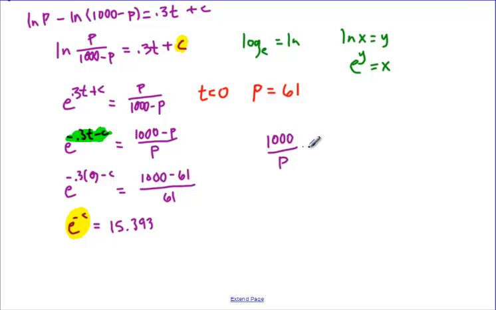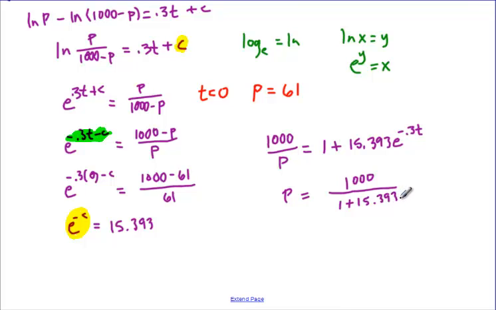is equal to 1 plus 15.393 e to the negative 0.3t. So there's my negative 0.3t part. And then when I solve this for p, I wind up with p equals 1,000 over 1 plus 15.393 e to the negative 0.3t.